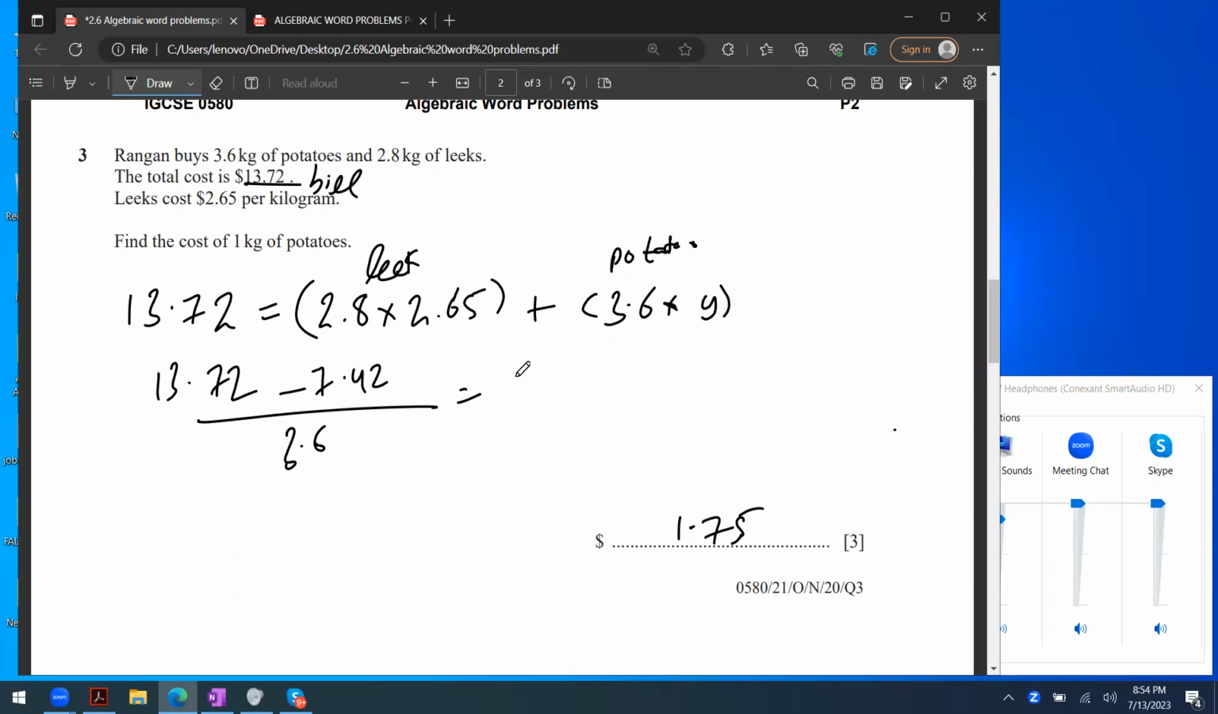So that is equal to y, and y is equal to 1.75. Is it clear, Asif? Can we move on? Yes, sir.